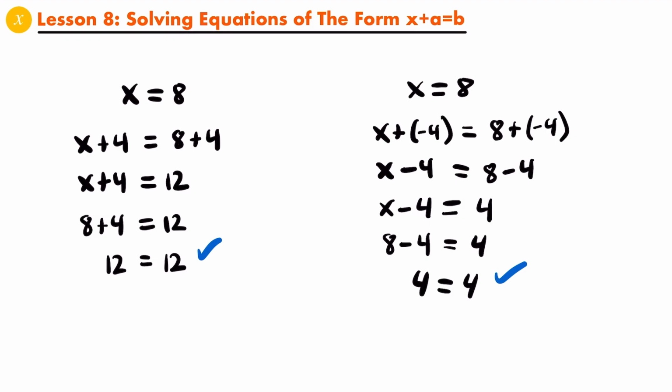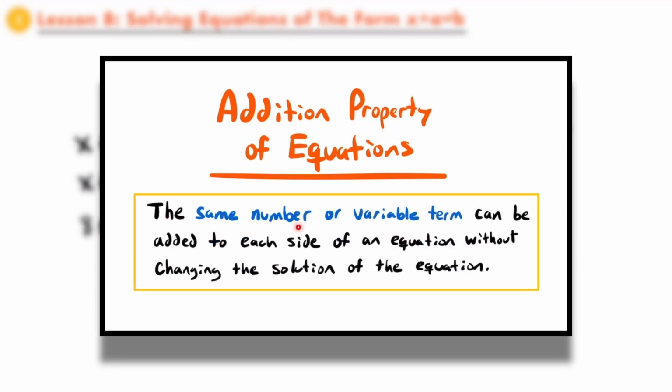All right, and so what I've demonstrated here is known as the addition property of equations, which says that the same number or variable term can be added to each side of an equation without changing the solution of the equation. And that's very important because that is going to help us solve for unknown variables in equations.